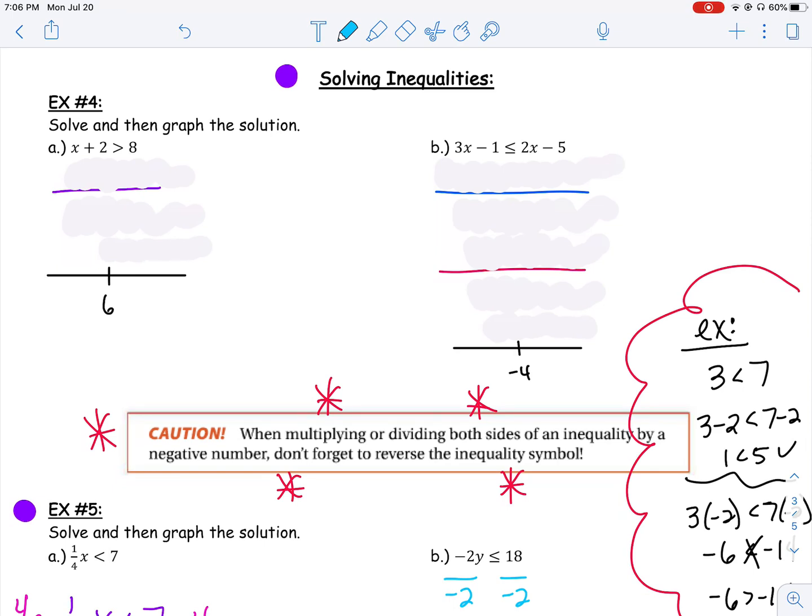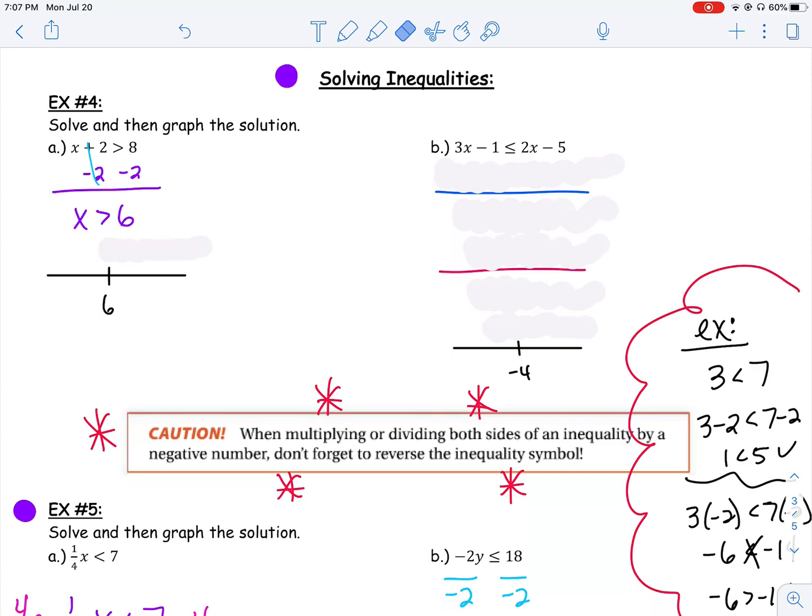We want to try to figure out how to get x by itself. So if you notice in A, we have x plus 2, and we want to get that 2 to the other side. So let's do the opposite of adding 2, and let's subtract 2 from both sides. Positive 2 minus 2 is 0, so then I'm left with x is greater than 6.